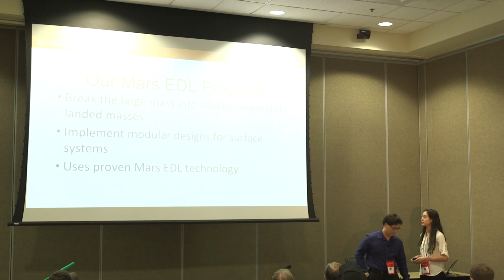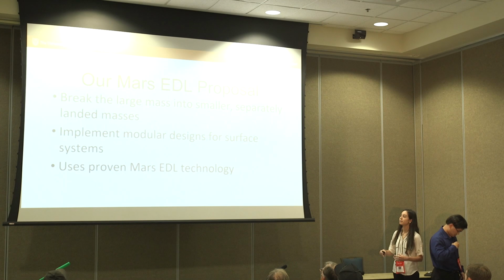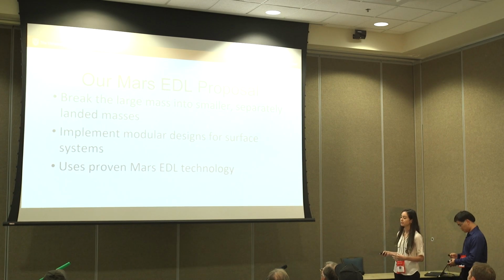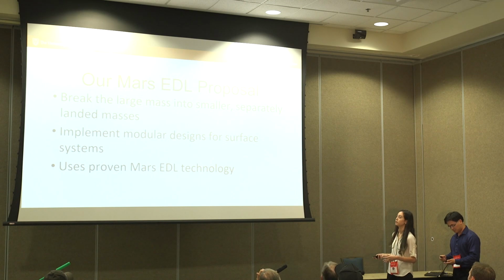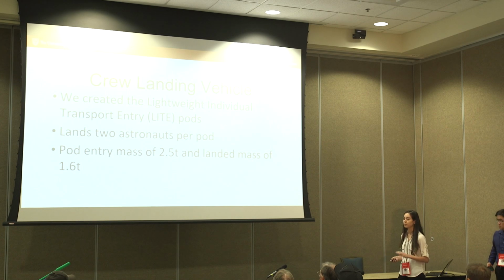What we propose is breaking the large vehicle into smaller pods. For the manned missions, these are actual pods, and for the habitats, we propose sending little modules that would come together into a grander habitat. This is again proven astronauts total on the surface, and one would stay up in orbit just in case. Each entry pod has a 2.5 entry mass and 1.6 landing mass.